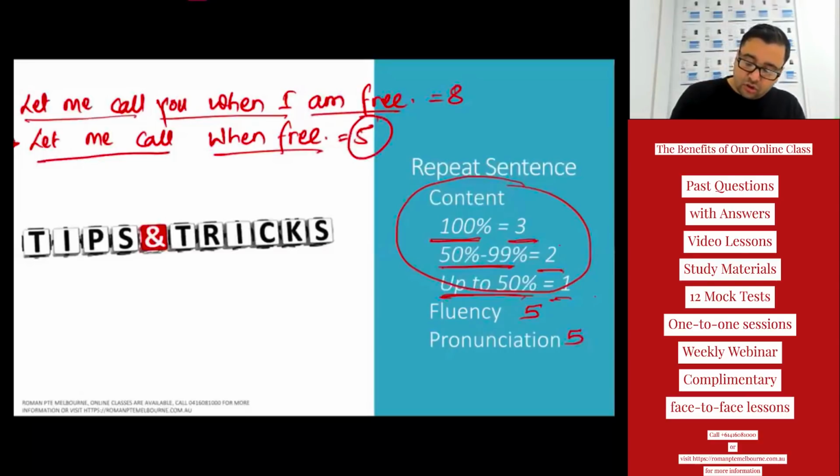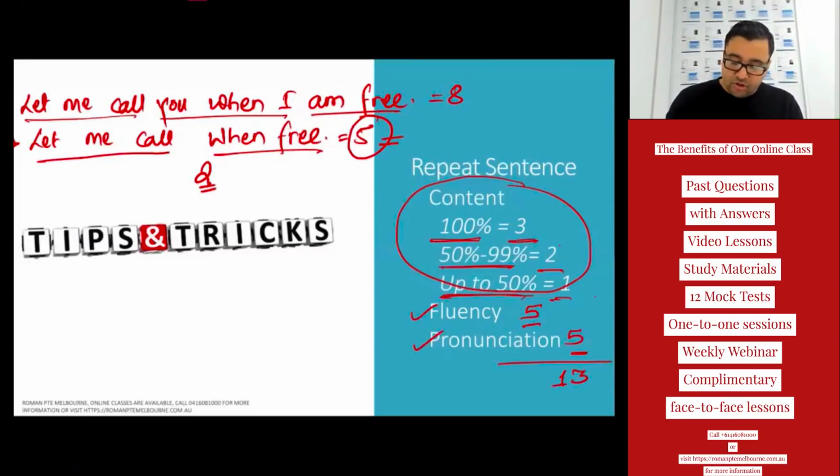Now I'll be getting 2 points for content. And depending on how well I spoke, I might get 5 out of 5 in both fluency and pronunciation, even if I was able to remember only 5 words, which means I can get 12 out of 13. 13 is the total score here, so I might get 12 out of 13.